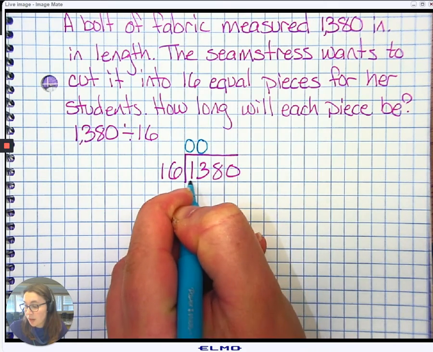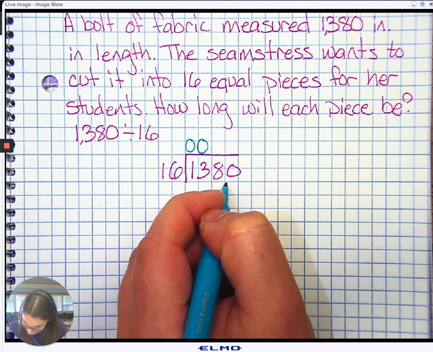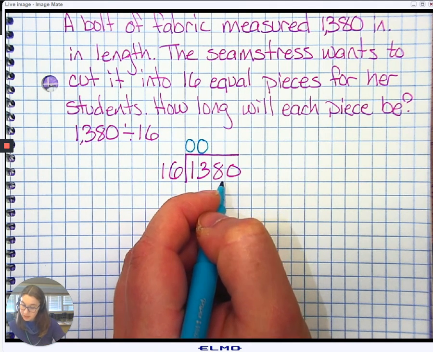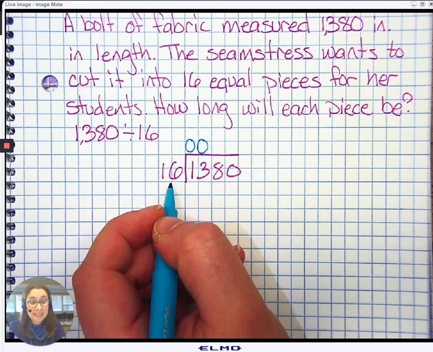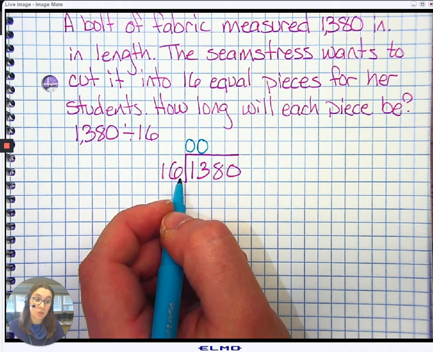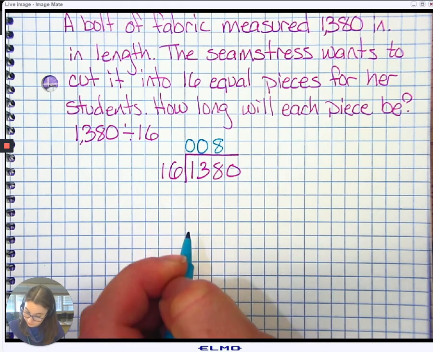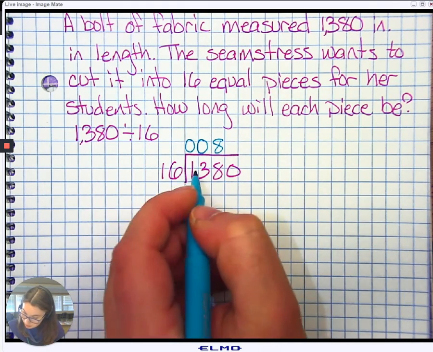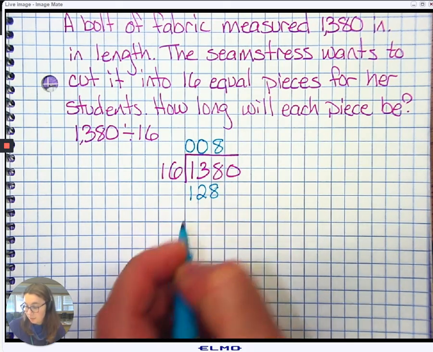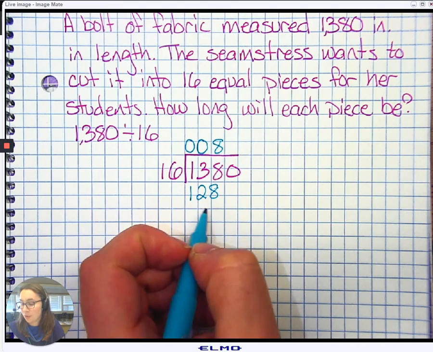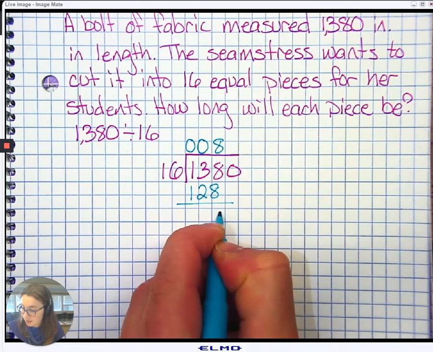Does 16 go into 138? Well, yes. The question is how many times? And the answer to that is 8 in this case, which I would get by counting by 16s, or counting by 32s if I could, but it goes in there 8 times. Eight times 16 is 128, because we can't get any closer than 128 to 138. Now we subtract. 8 minus 8, 0.